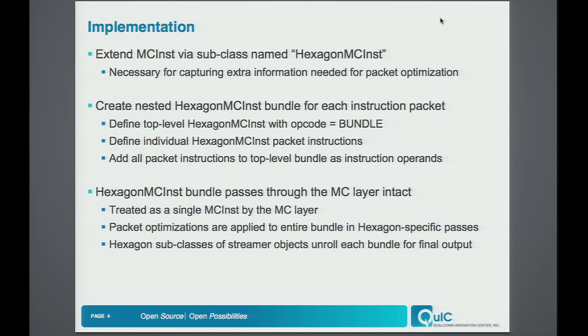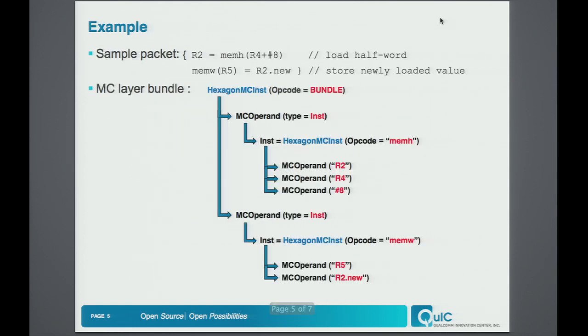So what we've got is a nested bundle, and this bundle passes through the MC layer as a single unit. The nice thing is that the MC layer treats it as a unit, and we do our packet optimization passes in specific Hexagon passes. When it comes time to output the information, to stream it as either assembly text or object code, we just unroll the bundle in Hexagon-specific subclasses of the streamers. So this is an example of what that looks like.